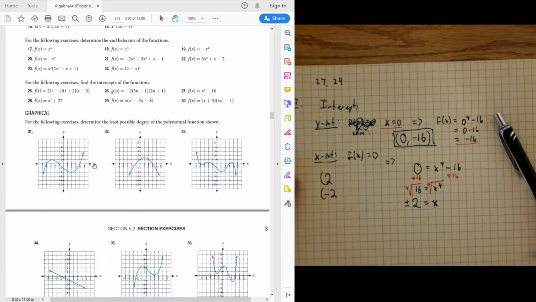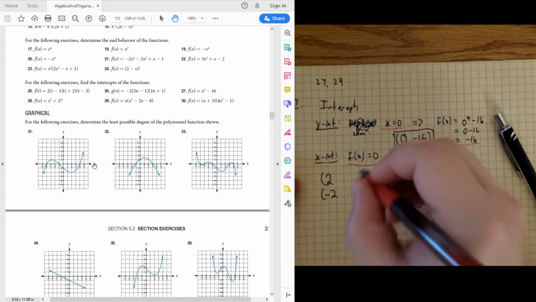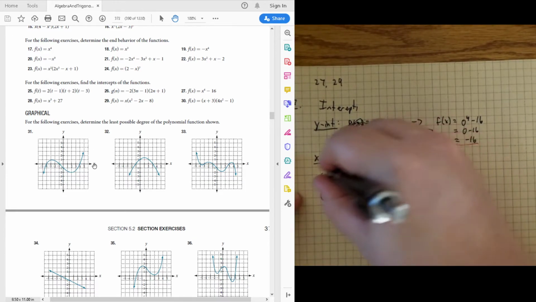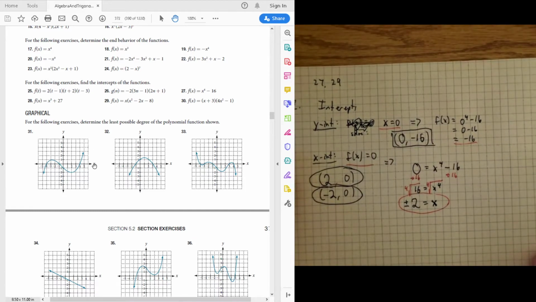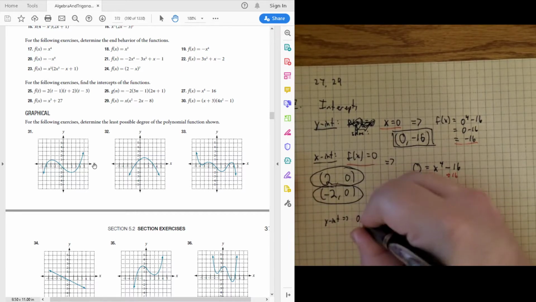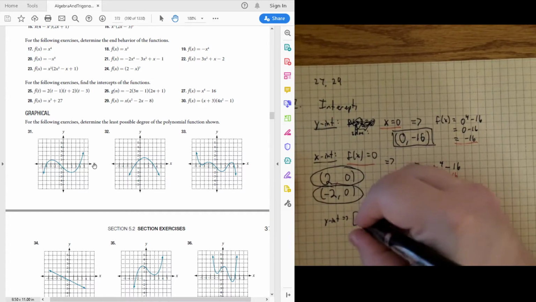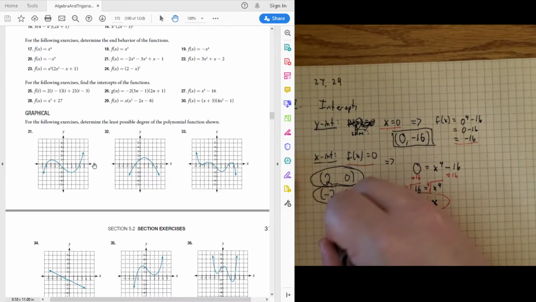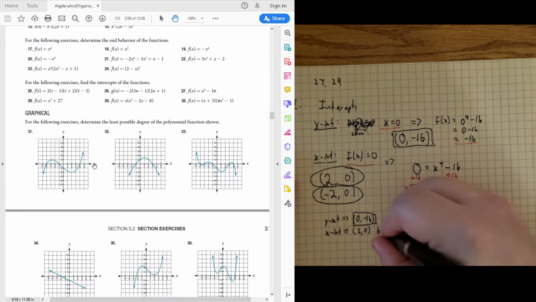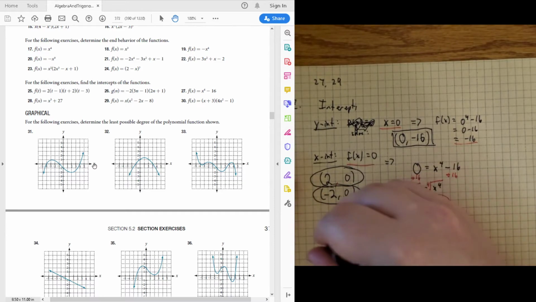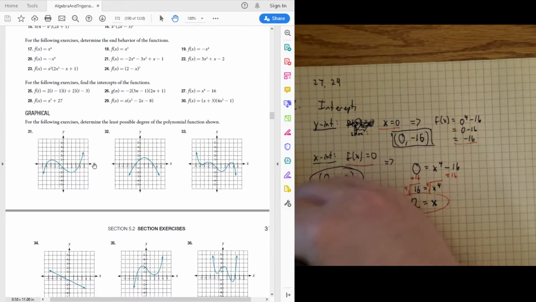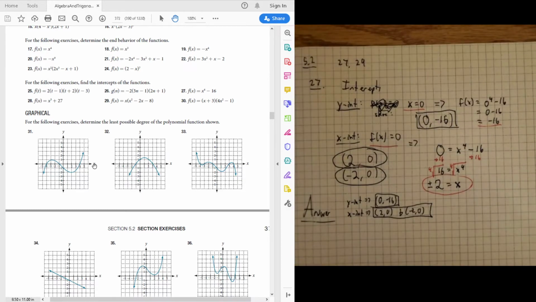But in both cases, the y value is 0. So the question asks, what are my intercepts? Well, my y-intercept is at 0, negative 16. My x-intercepts are at 2, 0 and negative 2, 0. And so there's my answer. And that's how you solve 27.